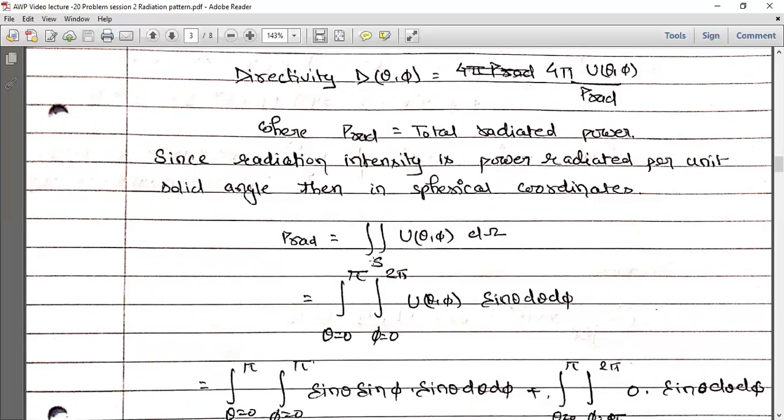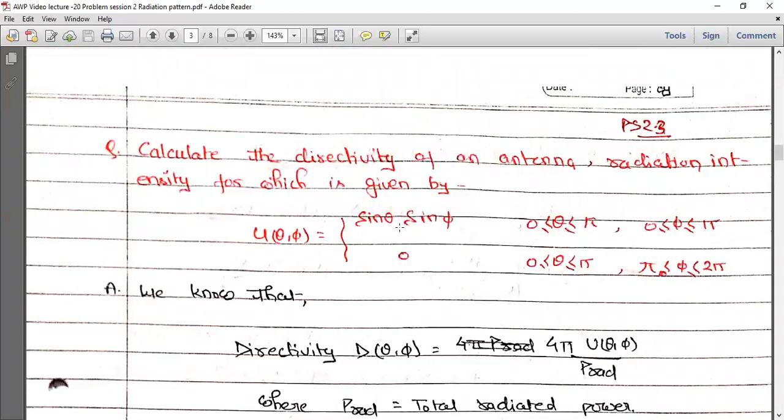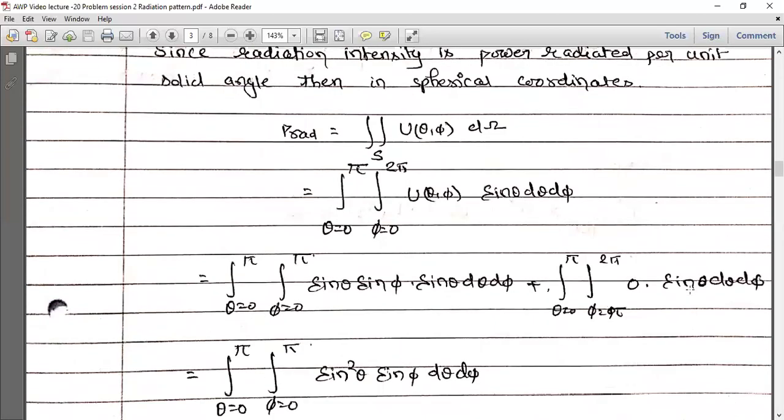So when we integrate it over the region around the antenna, we consider the region spherical. And for this region, theta varies from 0 to pi, as we know, in the spherical coordinate system, and phi varies from 0 to pi. As given, U theta phi, the radiation intensity, has the expression sine theta sine phi for the range theta equals 0 to pi and phi equals 0 to pi, and it is 0 otherwise, for theta 0 to pi and phi pi to 2 pi. So we substitute the same thing, integrating from theta equals 0 to pi and phi equals 0 to pi, and substituting sine theta sine phi in place of U theta phi.